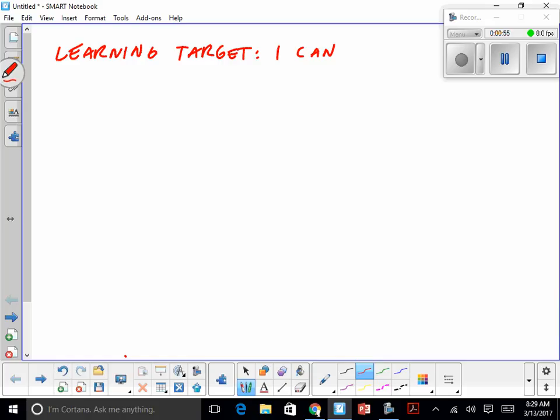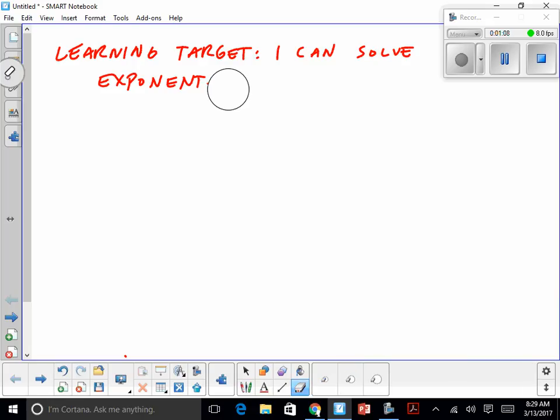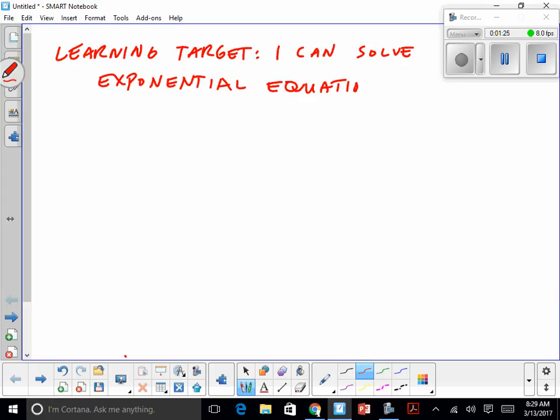I can solve, here's a big word, exponential equations. So there's addition, subtraction equations, there's multiplication, division equations. Today you are stepping up to the next level of equation.